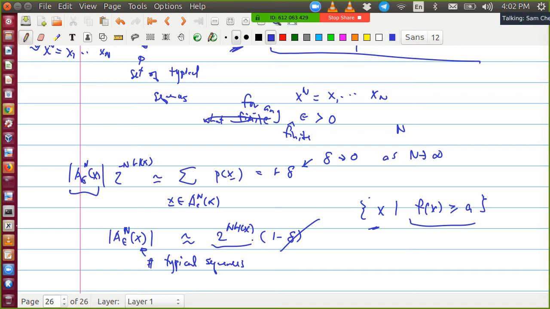Oh, this is 1 minus delta. So delta is supposedly pretty small as well. Yeah, it's small. Oh, this is just the size, right?